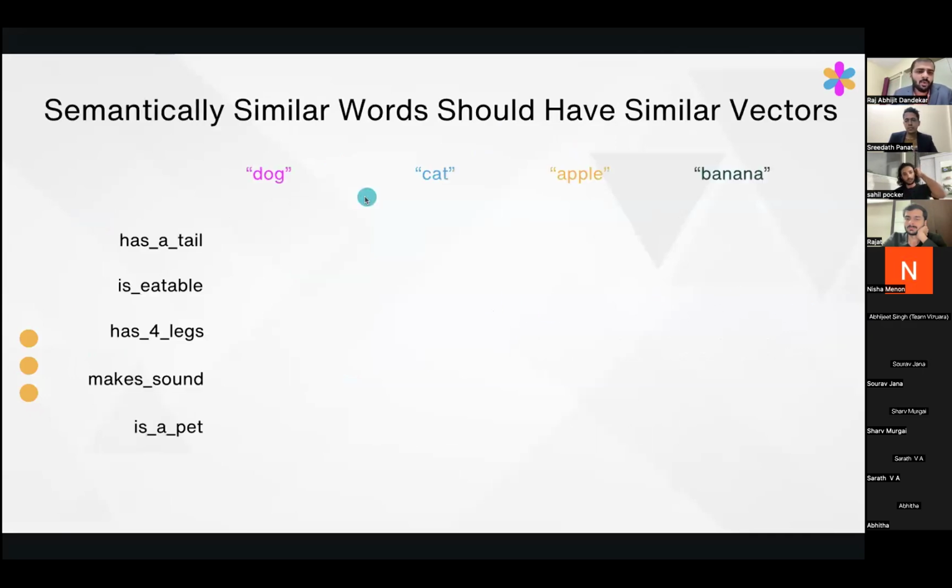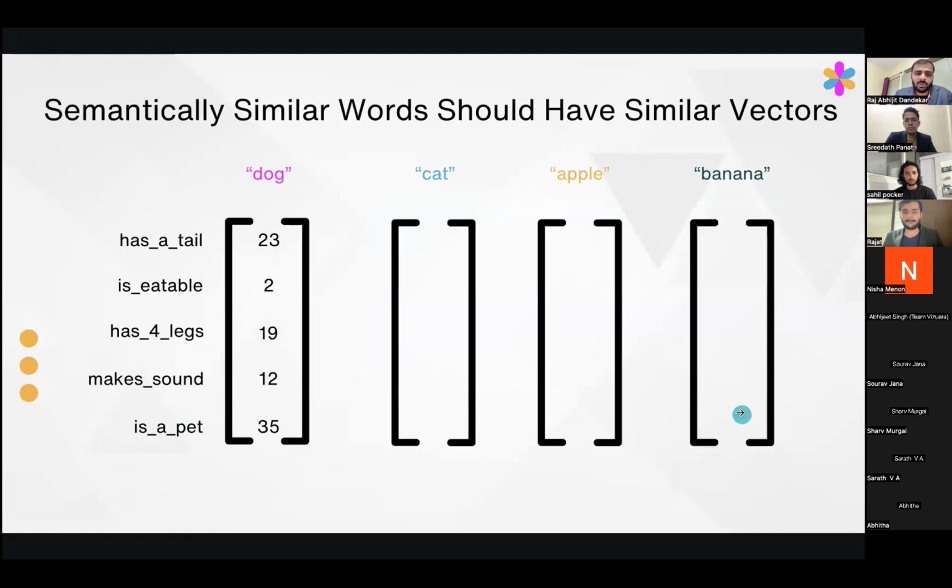Then we have this very cool idea. So I have 4 words here: dog, cat, apple, and banana. What if for each of these words I have some features such as has a tail, is it eatable, has 4 legs, makes sound, and is a pet? And then I give values based on these features. So if you look at dog and cat, has a tail has a higher value, right? Has 4 legs has a higher value. Makes sound has a higher value. Is a pet has a higher value.